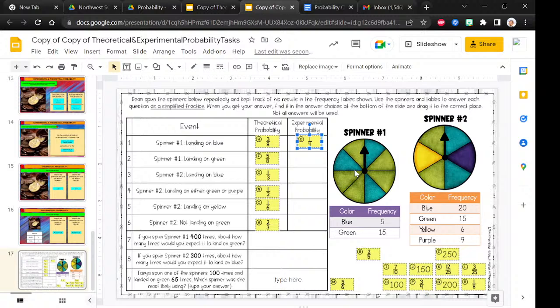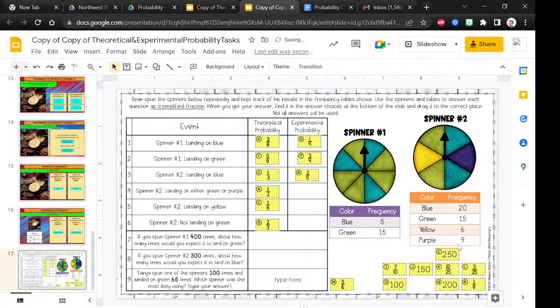Let's see, landing on a green, so we got 15 out of 20, and so 15 out of 20 simplifies down to 3/4. Now, we go to the next table here. 20 plus 15 is 35, and 6 plus 9 is 15 as well. So let me do it this way. 15 plus 15 is 30, plus 20 is 50. So we're going to go out of 50, but this is 20 out of 50, and that simplifies to 2/5.